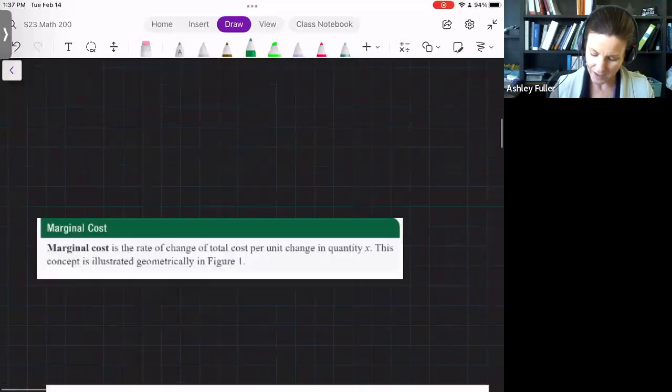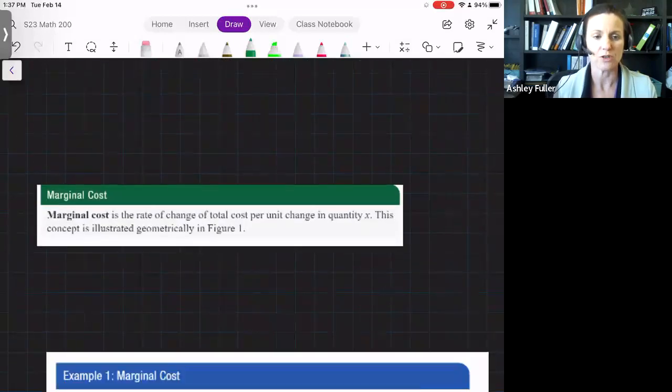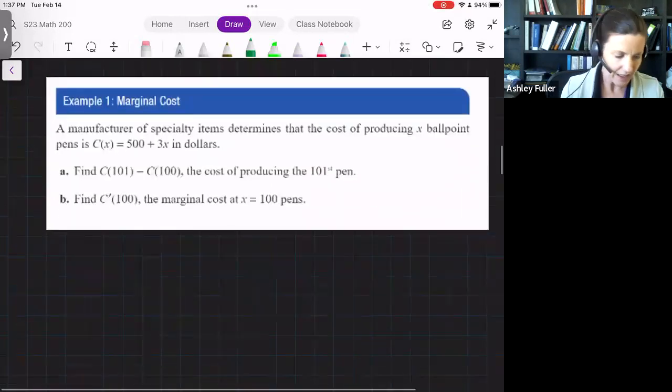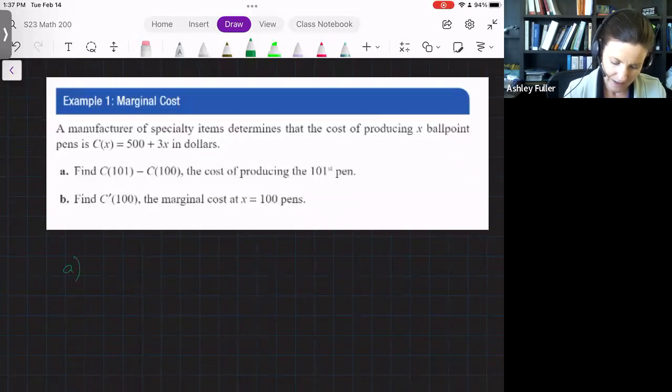This is what we define specifically as that marginal cost. It's the rate of change of total cost per unit in a quantity X. If we look at another example of marginal cost, we can calculate the change in cost from producing 101 items and 100 items. Again, if we calculate C of 101, we're going to plug 101 into our original equation.